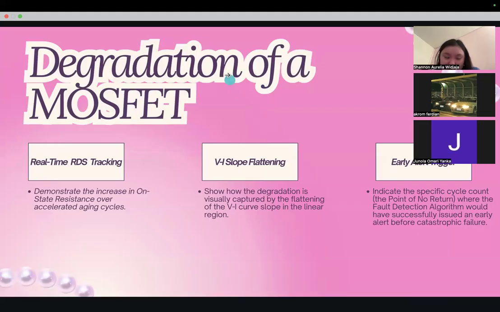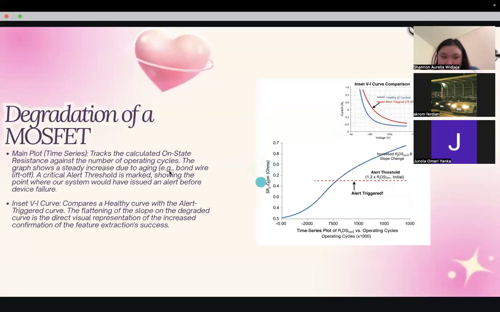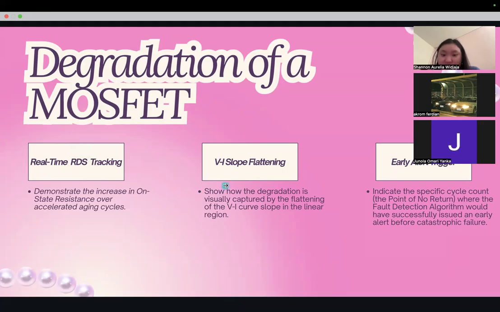Now we have the degradation of a MOSFET. There are three aspects to this. First is the real-time RDS tracking, which demonstrates an increase in on-state resistance over accelerated aging cycles, and then VI slope flattening, which shows how the degradation is visually captured by the flattening of the VI curve slope in the linear region. And then the early alert trigger indicates the specific cycle count, the point of no return, where the fault detection algorithm would have successfully issued an early alert before catastrophic failure.